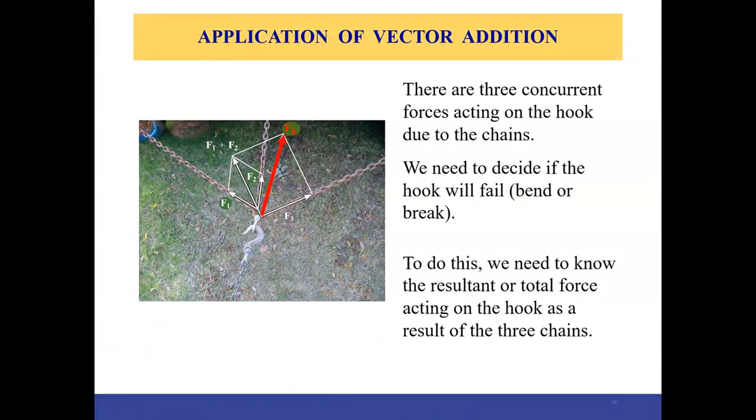There are 3 concurrent forces acting on the hook due to the chains. We will need to decide if the hook will fail, bend, or break. To do this, we need to find the resultant force of all 3 forces. We can do that by representing each force as a vector and using the law of parallelogram to add the vectors and find the resultant force. The practical application is that the resultant force is applied at the hook, so we can make sure that the hook is strong enough to withstand this resultant force Fr.